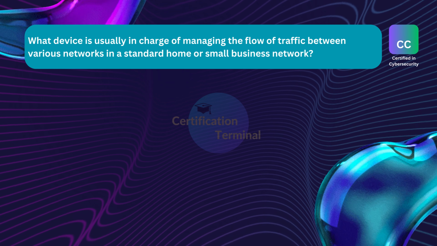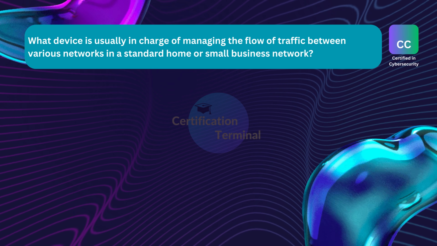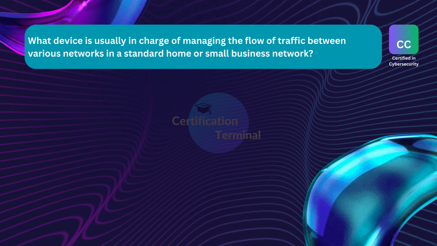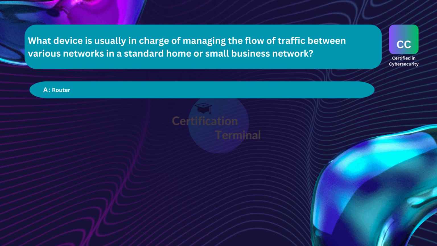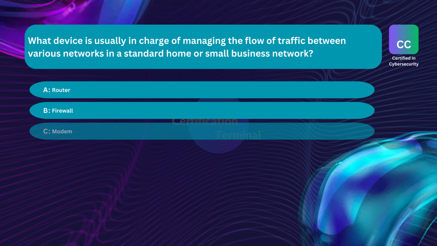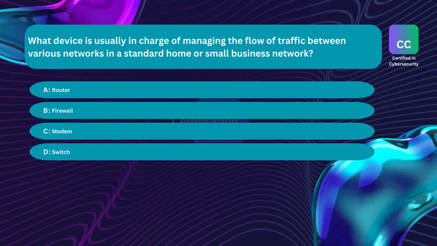Question number 1. What device is usually in charge of managing the flow of traffic between various networks in a standard home or small business network? Option A, router. Option B, firewall. Option C, modem. Option D, switch.